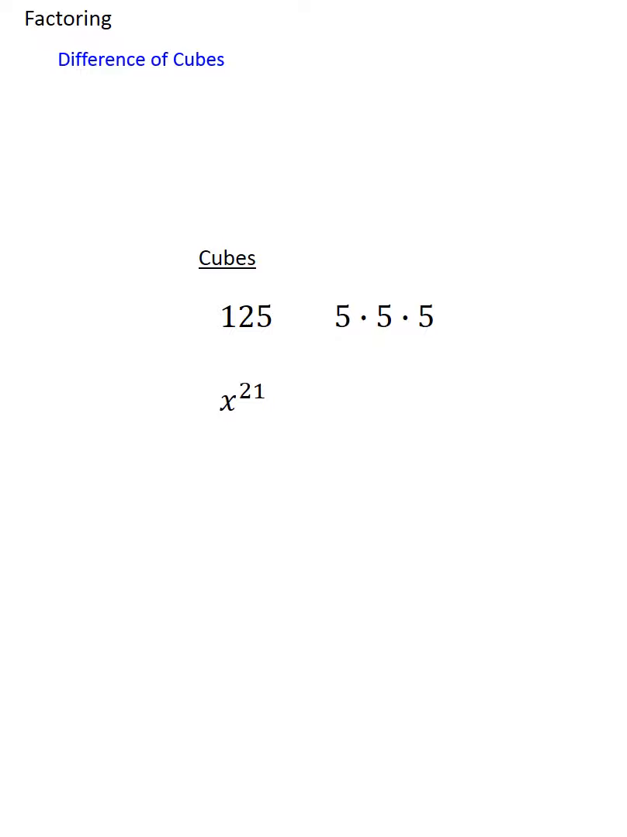X to the 21st power is a cube because it's expressible as 3 factors of x to the 7th. 8x cubed is a cube because it's writable as 2x times 2x times 2x. And likewise, 27 is a cube since it's 3 cubed.